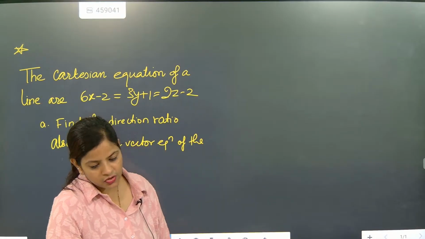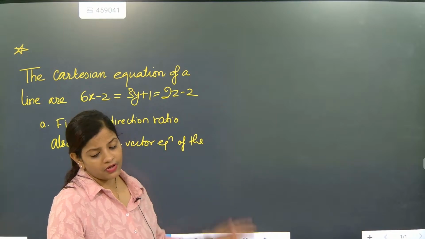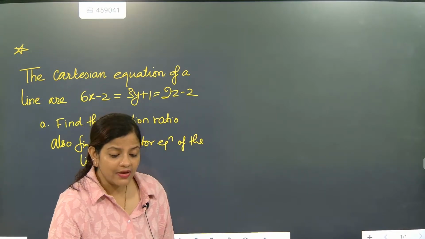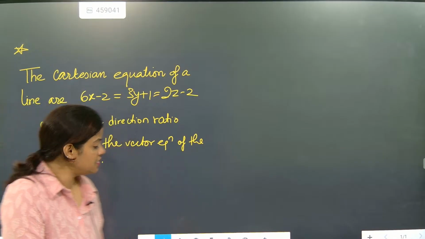So first the direction ratio we need to find, and then we have to find the equation of the line in the vector format. Already the Cartesian form is there. At the time when I was teaching, I taught a very simple concept. Please kindly understand this part.